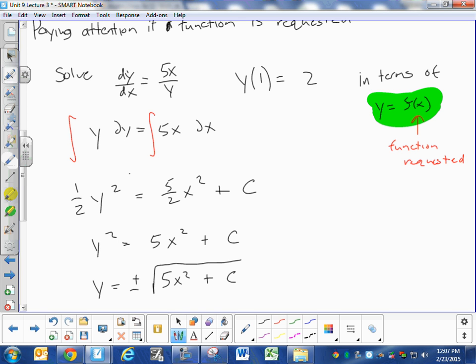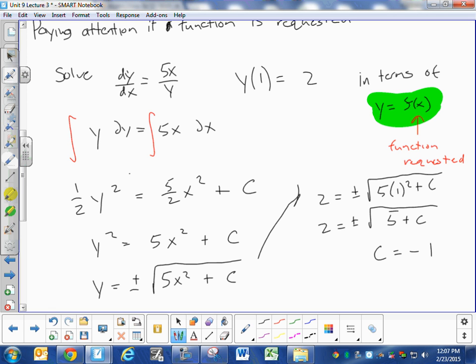Okay. First, I need to find c. So I'm going to plug in 1 for x and 2 for y. 2 will equal plus or minus root 5 times 1 squared plus c. I can actually just figure out what c is by looking at it. c is going to have to be -1 because the square root of 4 is 2. Okay, so I know c is -1. So that helps.